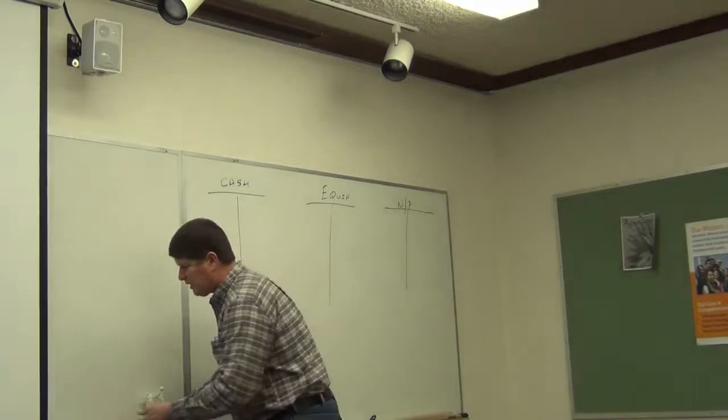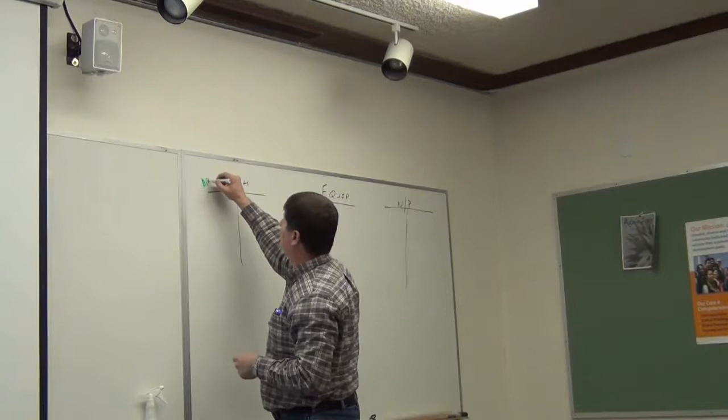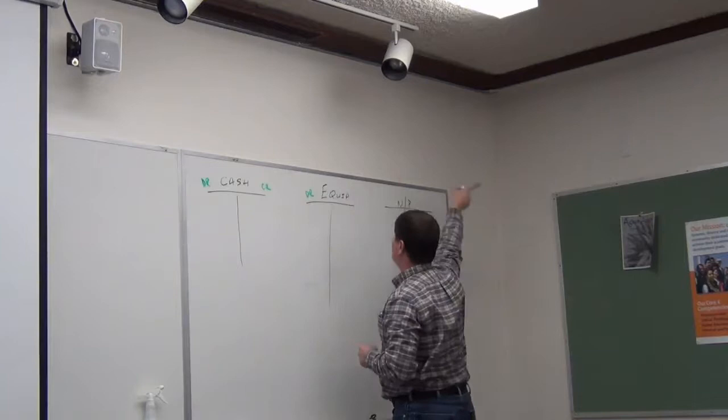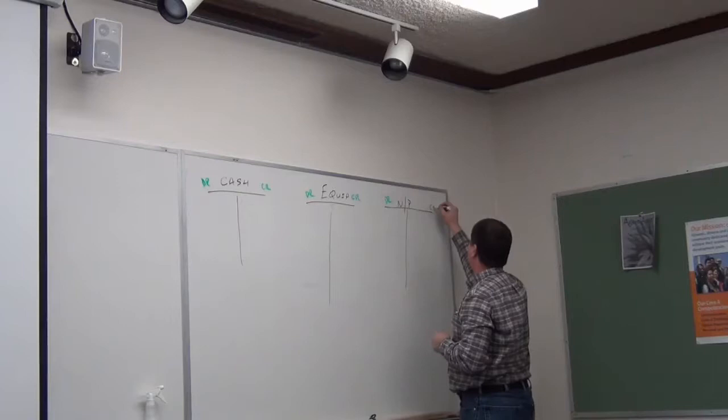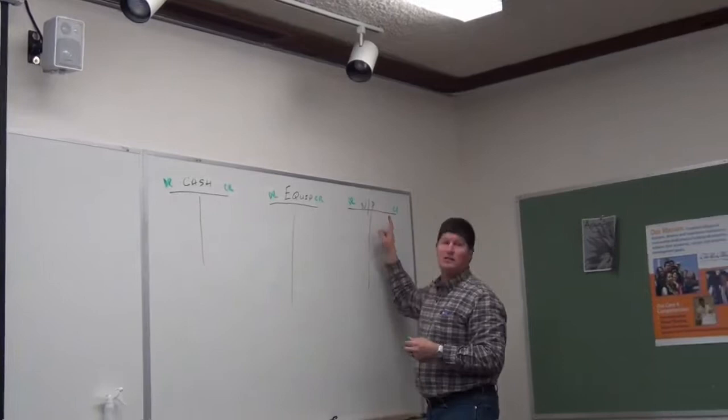Good? Okay. I'm a little slow. Walk me through it. Which side is this? Debit. Which side is this? Credit. Which side is this? Debit. Which side's this? Debit. So, asset, liability, it doesn't matter. Never matters, okay?